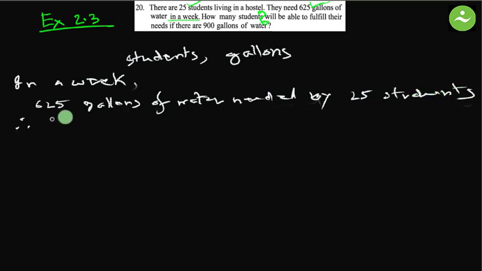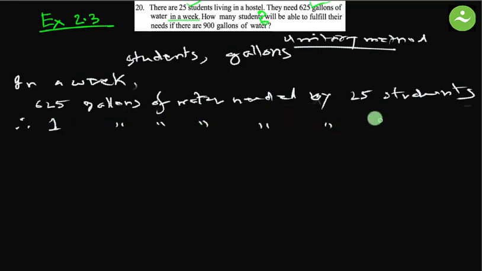Therefore, because we are doing unitary method, we find out unit value. So 1 gallon of water needed by number of students will decrease or increase? The period is fixed. So if water is only 1 gallon, definitely number of students has to be less. So it will decrease. When it decreases, we divide. So 25 by 625 students.